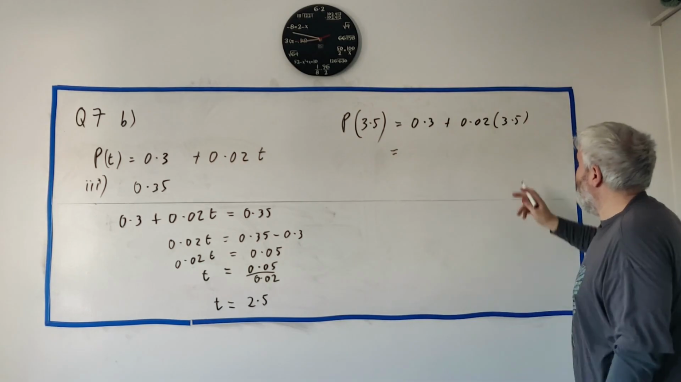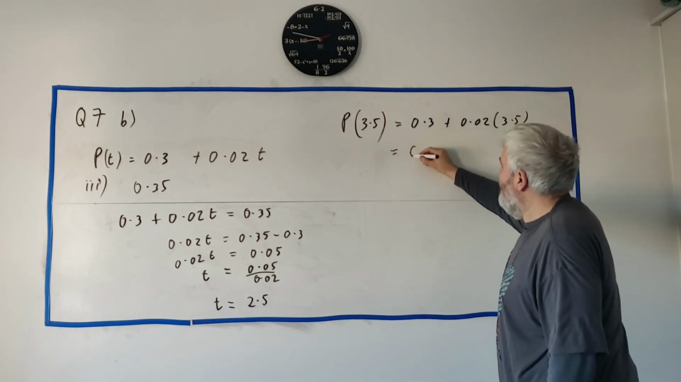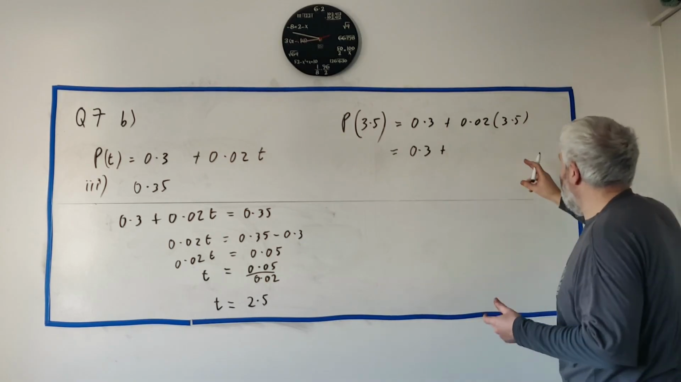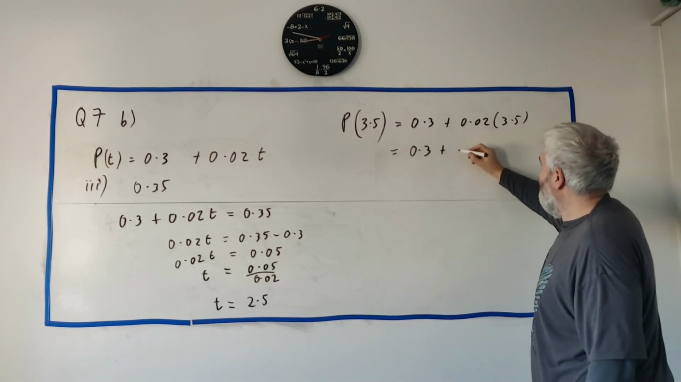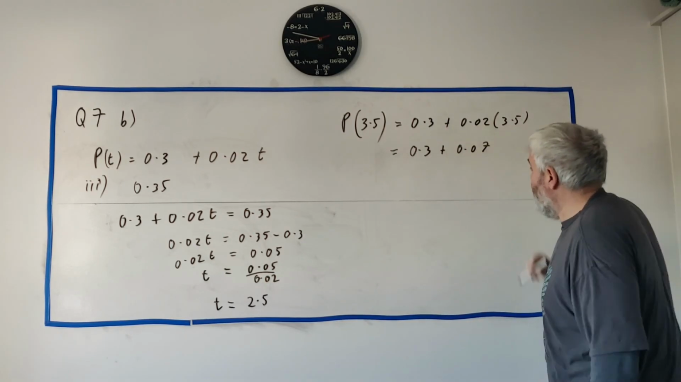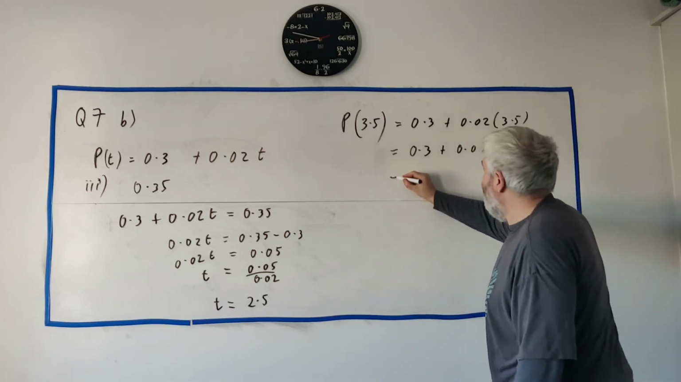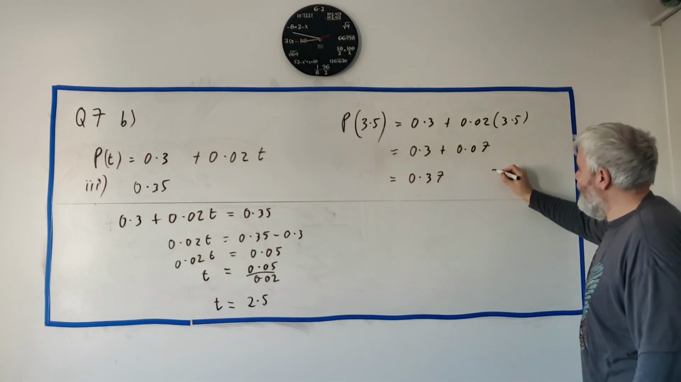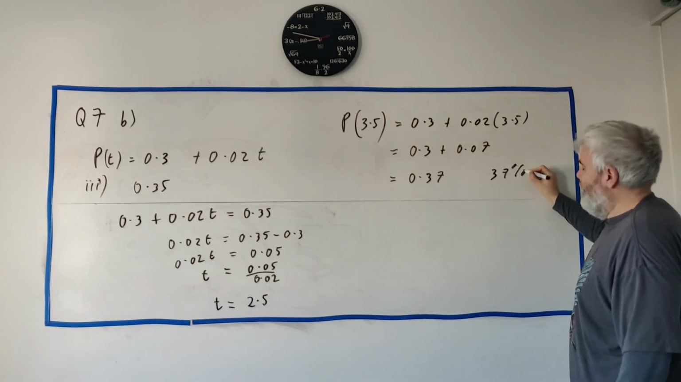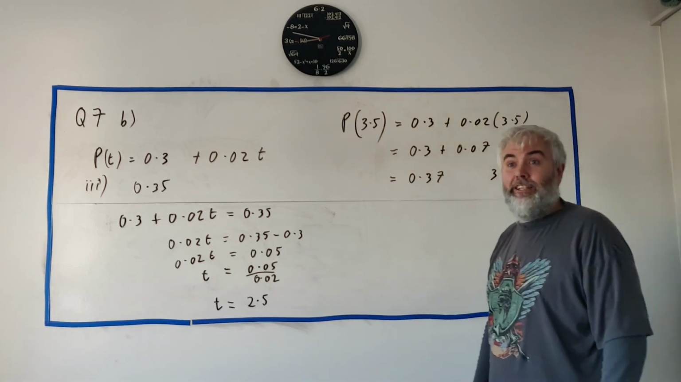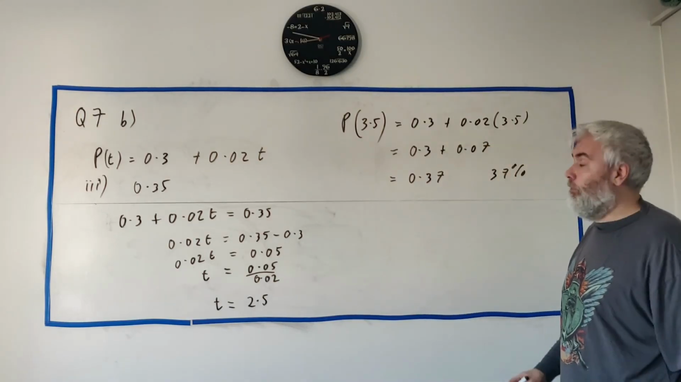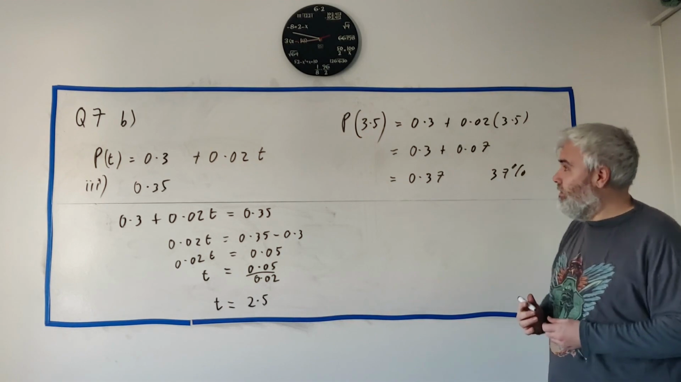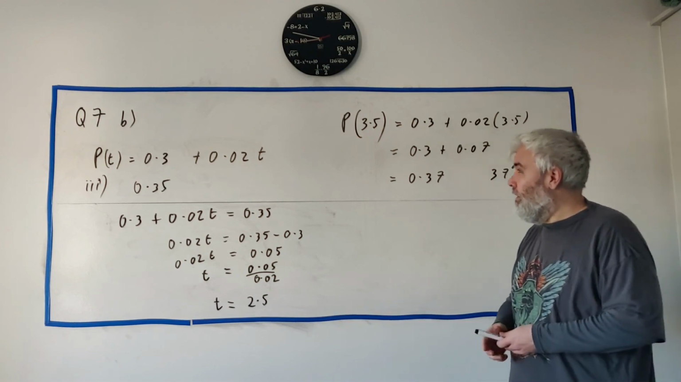We go ahead and put this in a calculator, but I don't have a calculator so I'll just do it in my head, I hope. 0.07. We add that together, we get 0.37. Or again, we could write that as 37%. So that's the probability that it rains in the first 3.5 hours. And that's it. That's all for part 3.